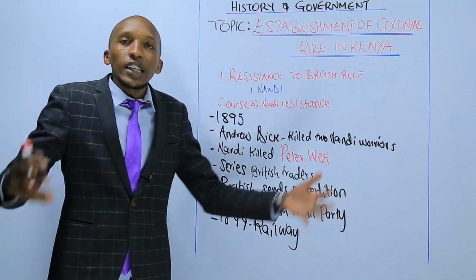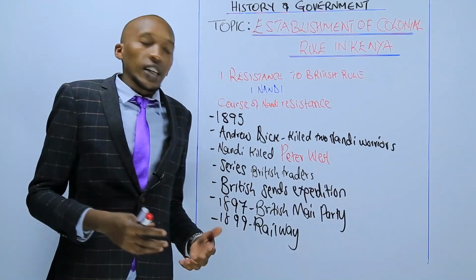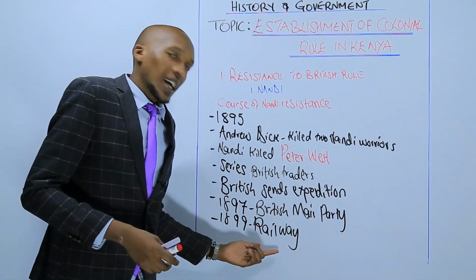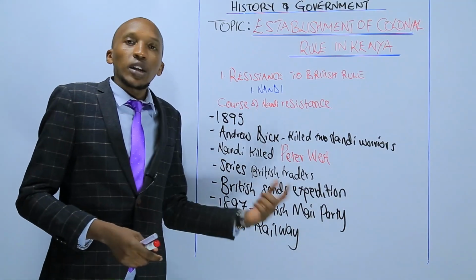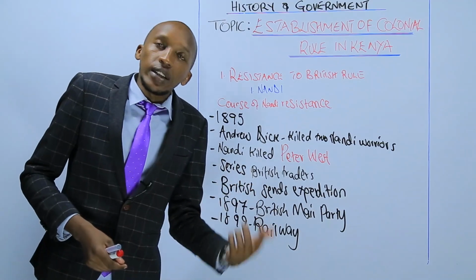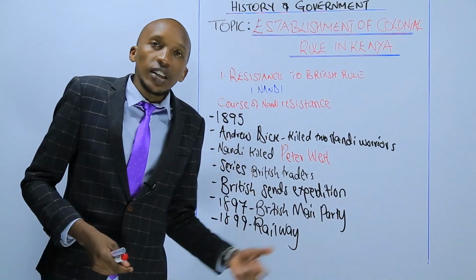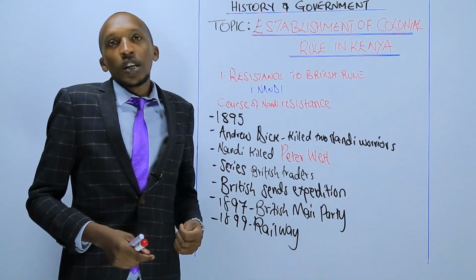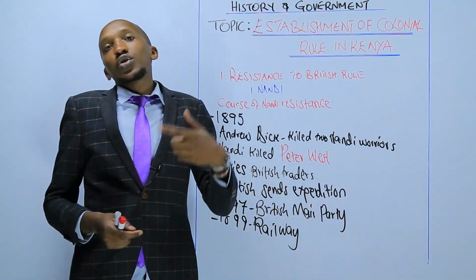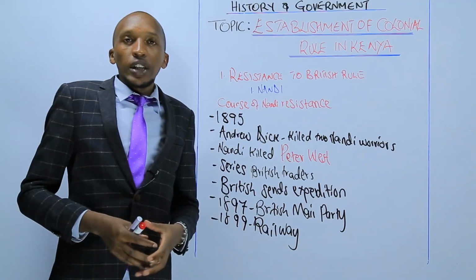So the British tried to organize a very large expeditions, especially during this time when they are building the railway. Remember, the railway is the cornerstone. It could have eased the movement of raw materials. So they really needed this railway to go to those interior parts.